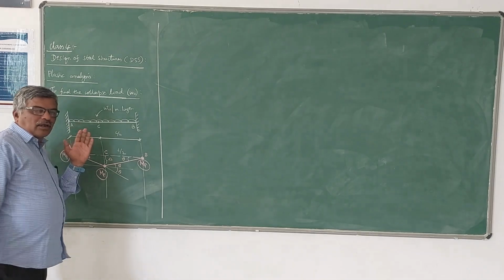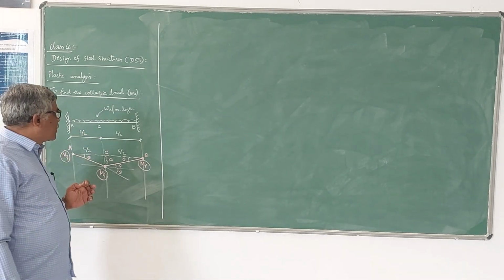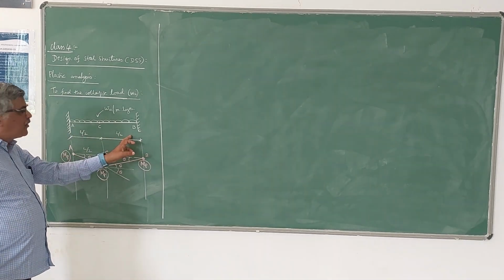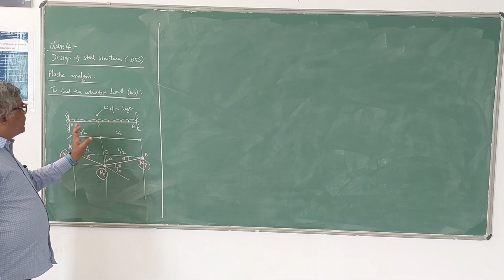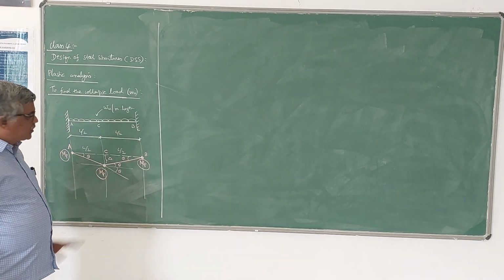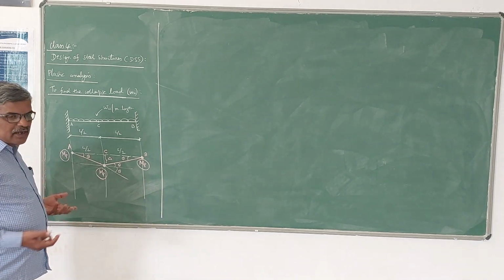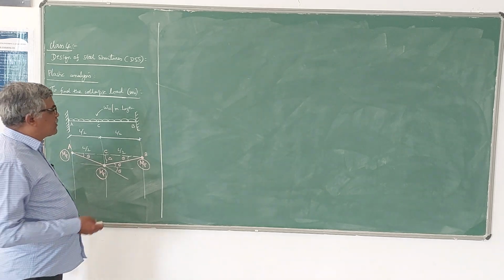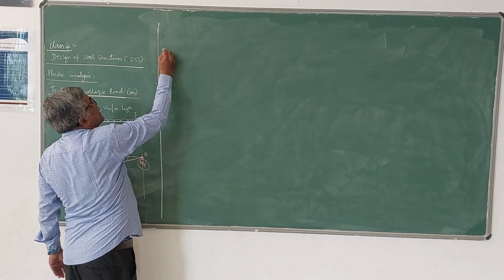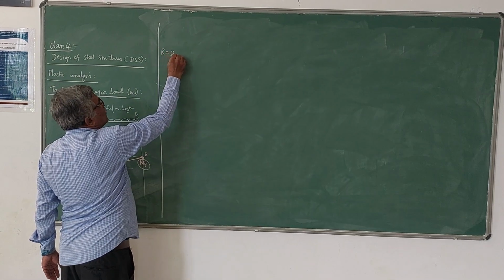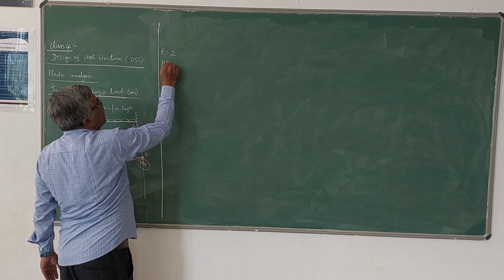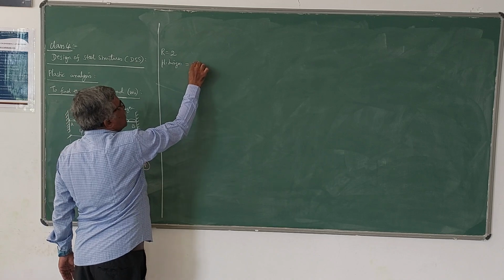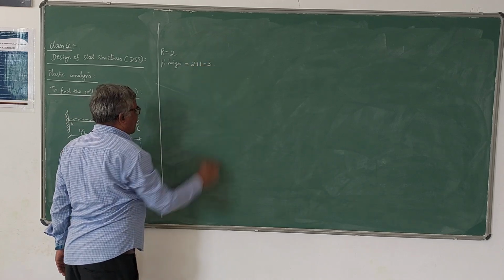Let us solve another problem of finding collapse load. So we have to find the collapse load for this fixed beam of span L carrying the UDL throughout. In this case, you know that in the last class I told that in the case of a fixed beam, the redundancy will be 2 and the plastic hinges formed to have collapse will be R plus 1, that is 3.